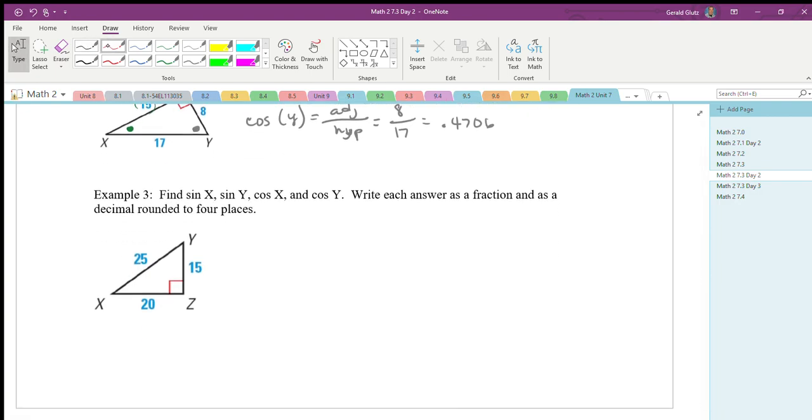All right, so now example 3. They want us to find a bunch of different things here. So sine of x is the first thing I'm going to find. So sine x is this angle. So if I'm finding the sine, remember sine is opposite over hypotenuse. So if I'm looking at x, the opposite side would be 15. And the hypotenuse is 25. So 15 divided by 25 would be 0.6.